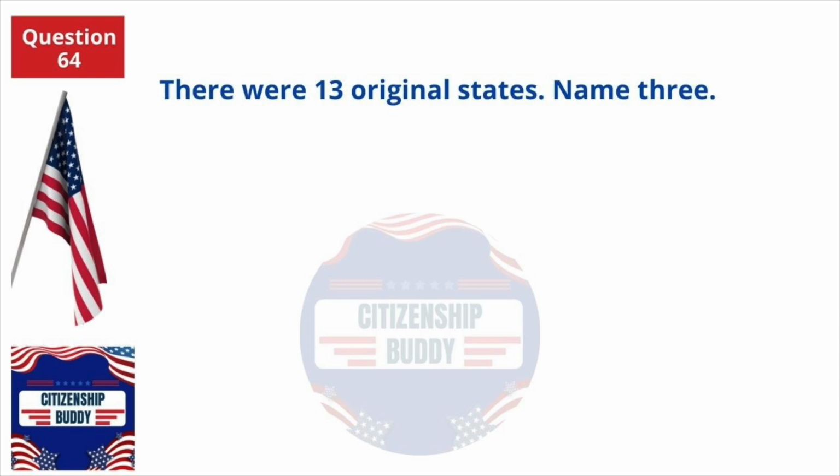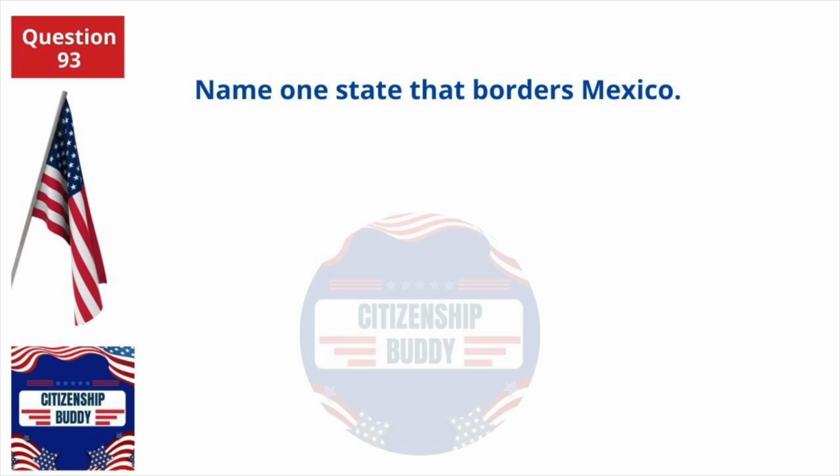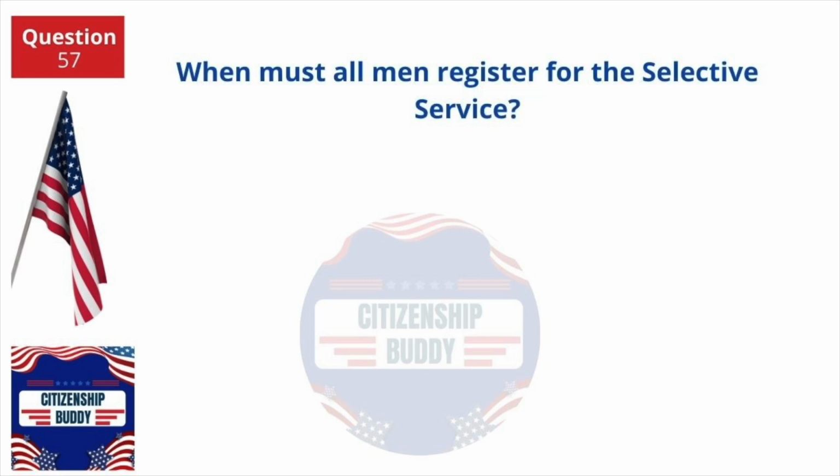There were 13 original states. Name three. New York, New Jersey, and Pennsylvania. Name one state that borders Mexico. Arizona. When must all men register for the Selective Service? At age 18.